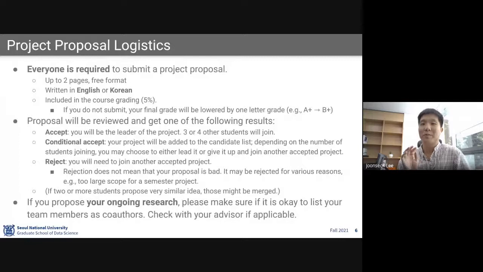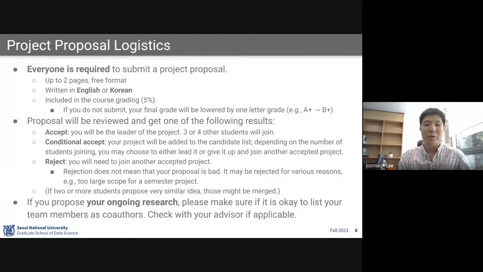So this is kind of required. Basically, you need to submit this proposal, everyone. And not just the 5%, but if you don't submit this, you're going to lose a lot of grades. So yeah, that's why I'm saying this.